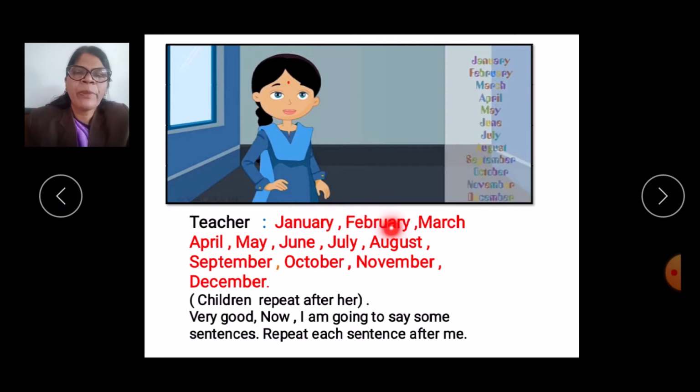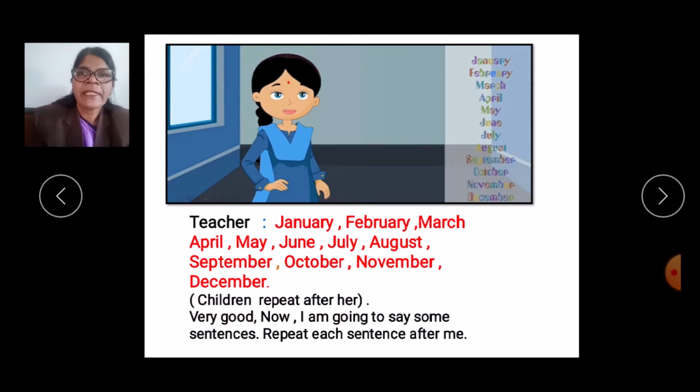January, February, March, April, May, June, July, August, September, October, November, December. The children repeat after her. Madam says, very good.